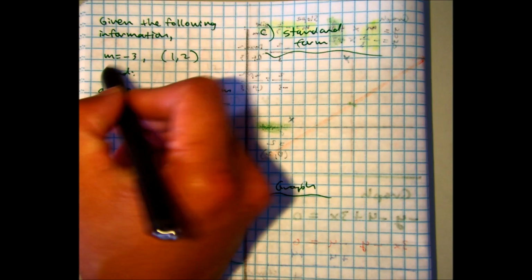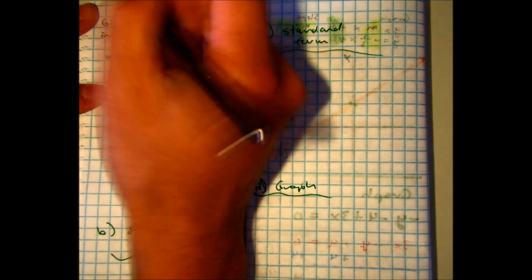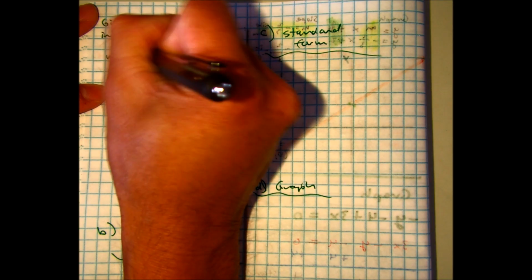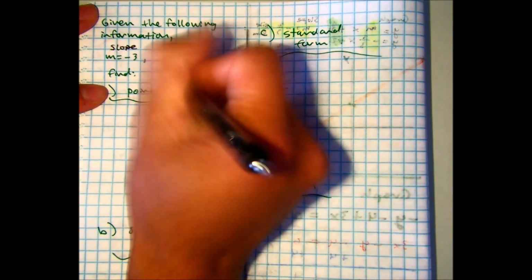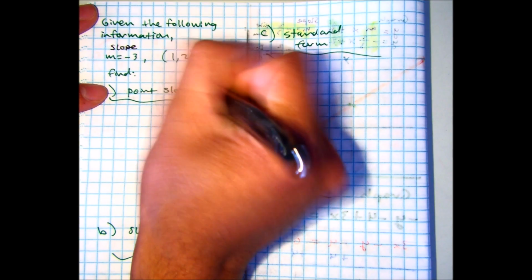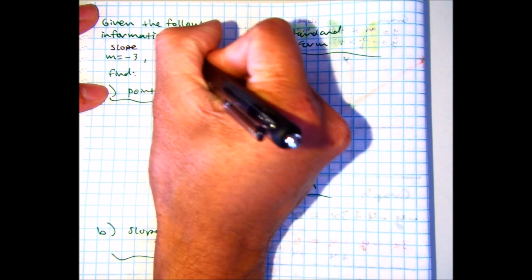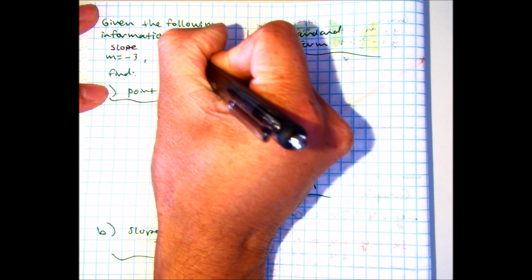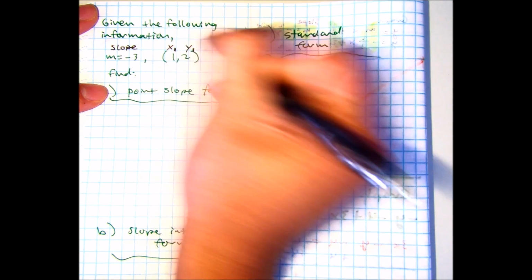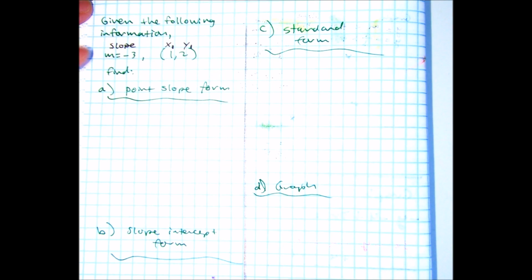So the function, m equals -3. Class, what does m stand for? It is the slope. What is this? It's an x and a y. It's an ordered pair. You can label that x1, y1. Why? Because they've only given us one ordered pair.